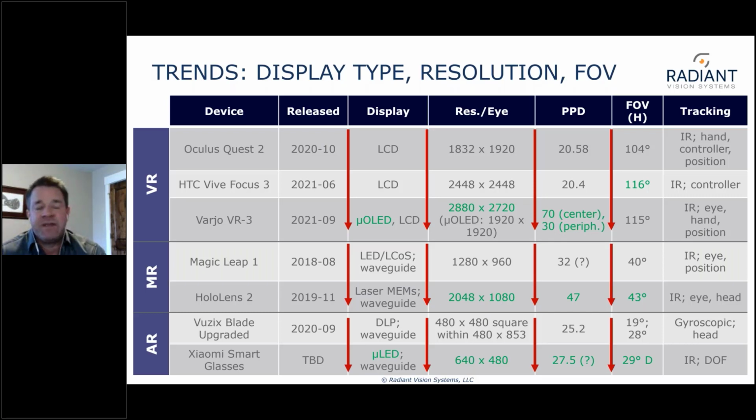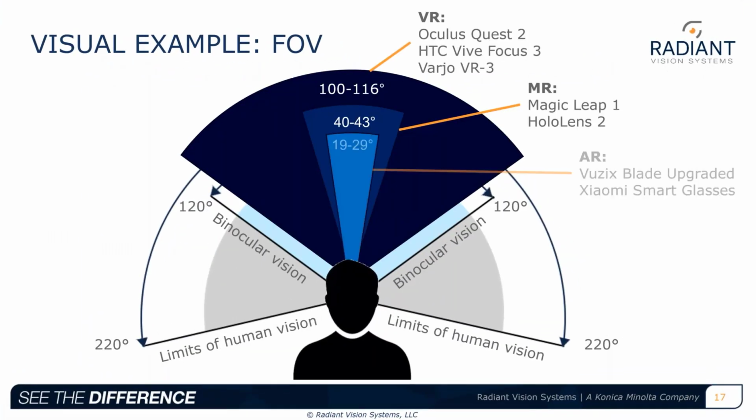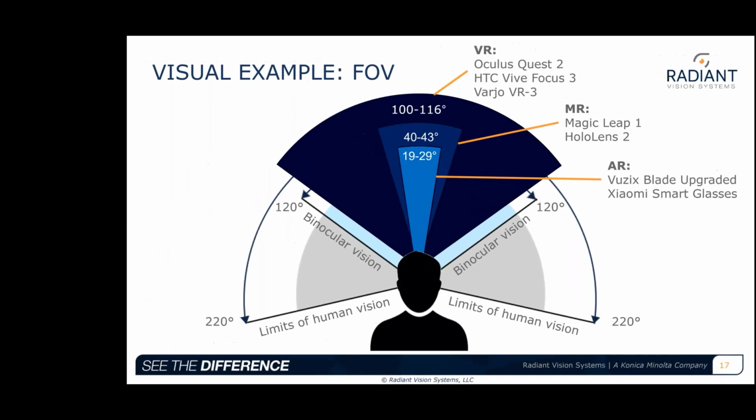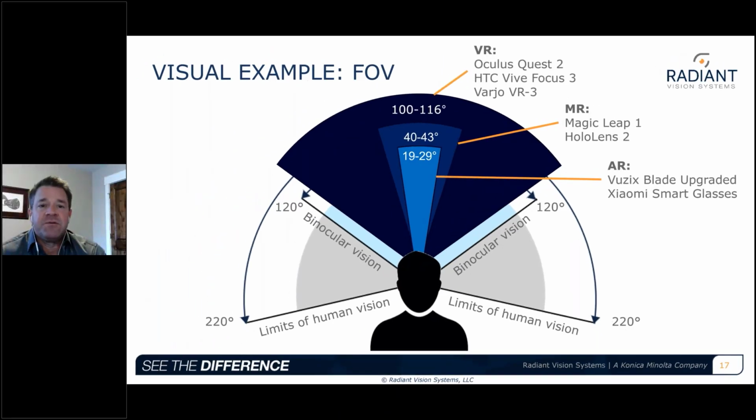So here's a visual example. VR headsets almost encompass the full field of view of binocular vision, and there are a handful of VR devices on the market that meet or exceed this range. AR and MR, on the other hand, are much narrower, at least for these devices here. More or less, this is a good reference for the state of field of view in XR.